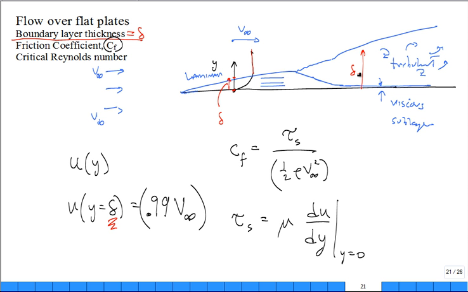All right? What is this region? It's really not laminar anymore, and it's not turbulent. Would you like to give it a name? Transition. Transition.